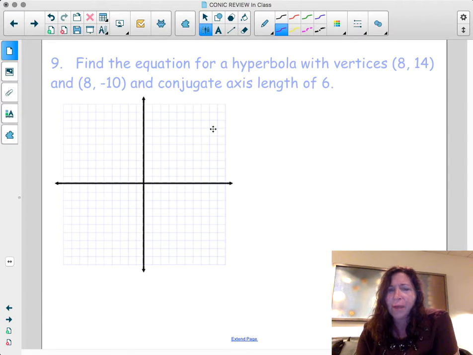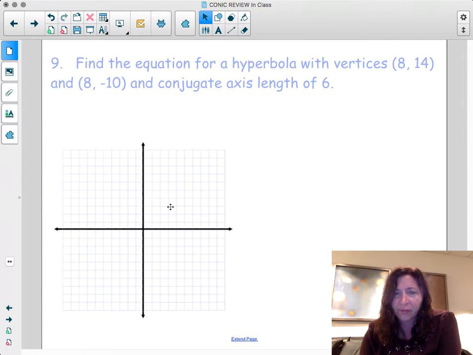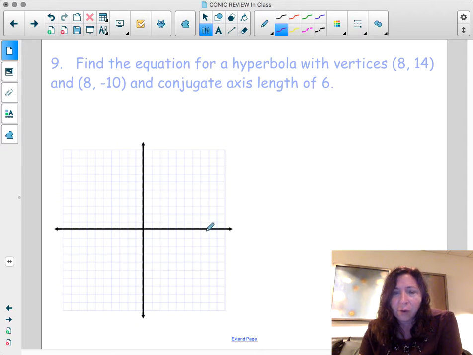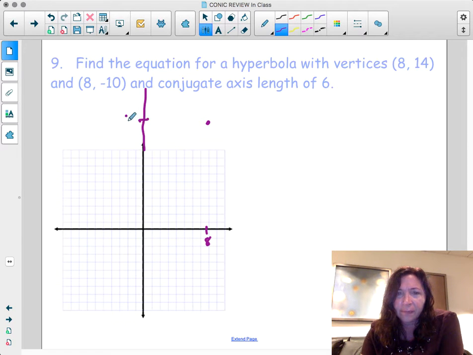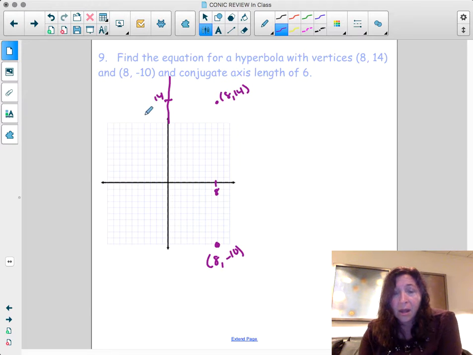Find the equation for the hyperbola that has vertices at 8, 14. So over 8, oh, looks like I'm going to run out of room. So let's do this. So 8, 14, so over 8, so here's 8. And up 14, so let's continue this up and say that's 14. And so that's one of my vertices, 8, 14. And 8, negative 10, oh boy. So then 8, negative 10 is down here, so that's 8, comma, negative 10.